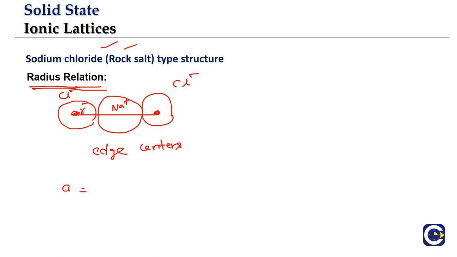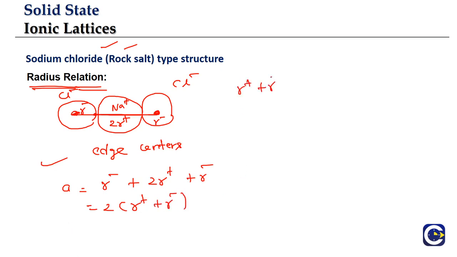If you look at one edge length as A, then this is what? Radius of the anion, and this is the diameter of the cation, means what? 2 times the radius of the cation, and this is again radius of the anion. So what we have is r minus plus 2r plus plus r minus, that is the total edge length, which is 2 into (r plus plus r minus). So what we have overall is r plus plus r minus equal to A by 2. So the radius of the cation plus radius of the anion will be equal to A by 2, where A is the edge length.